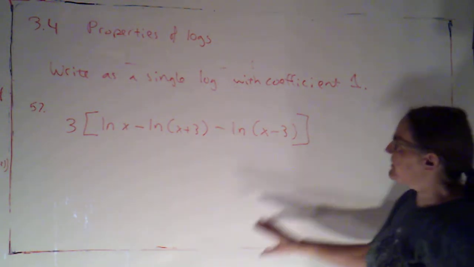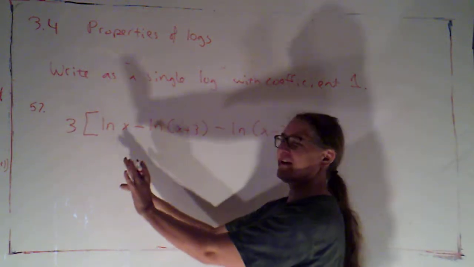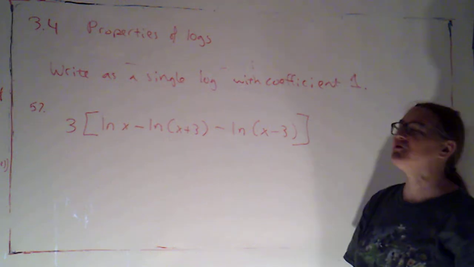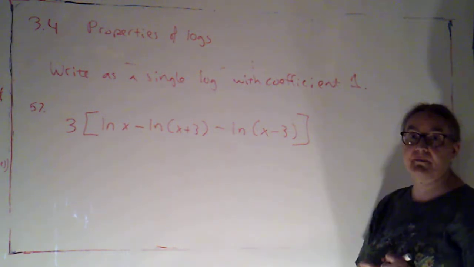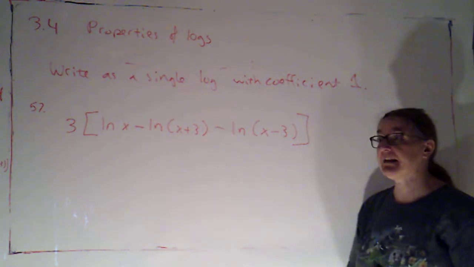I'll just caution you, I think the first thing you want to do is just distribute that 3. Right now it's factored out. It's going to be a lot easier to work with if you distribute that as your very first step. So try this problem and we'll go over this one together at the beginning of the next video.